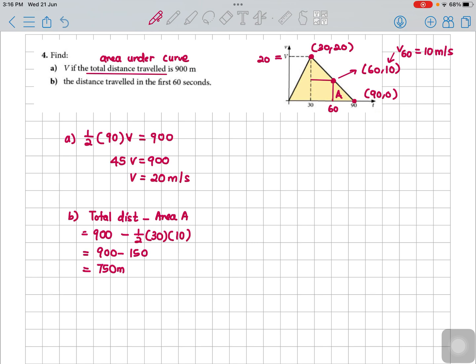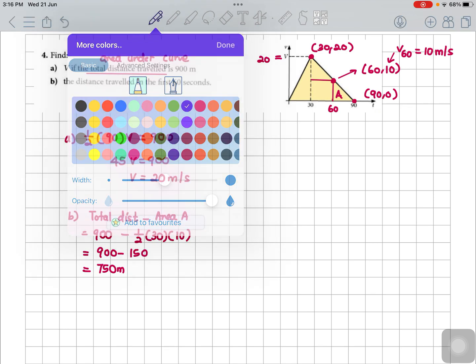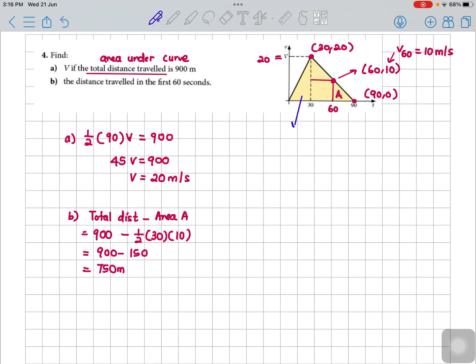But let's say if you feel like you do not want to use this technique, you want to do it one by one, you can also do that. Okay, how? Find the area of the triangle first. Your base is 30 and your height is 20. Keep it. Plus, you find the area of this portion. This looks like a trapezium, right? So, half. And what's your A value? 20. What is your B value? 10. And what is your height? 60 minus 30, which is 30. Which will give you 750 as well.